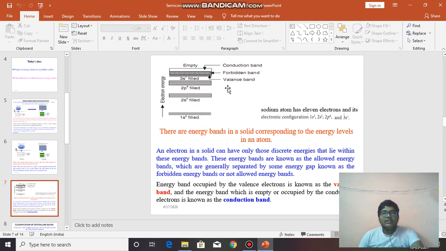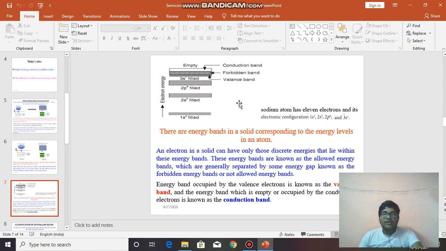And if we see the empty conduction band, forbidden band, and valence band, these are the three in the 3s orbital. 2p is filled, 2s is filled, 1s is filled, and in this 3s orbital the conduction band is empty, then the forbidden band, and this is called the valence band.